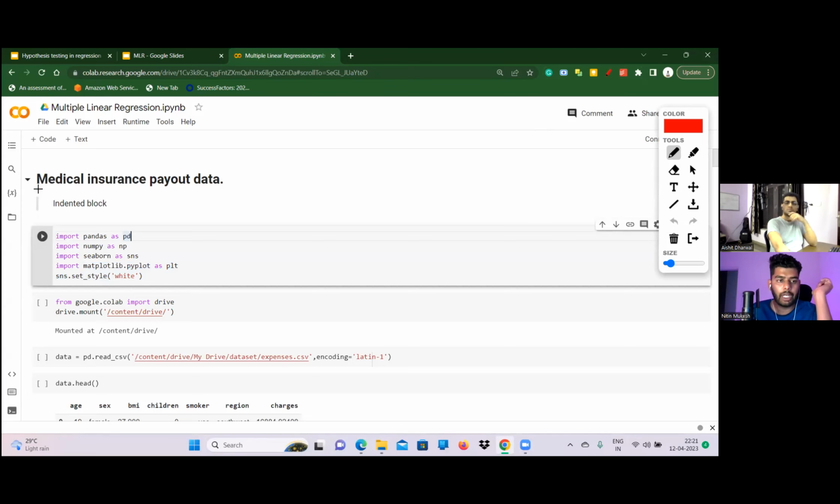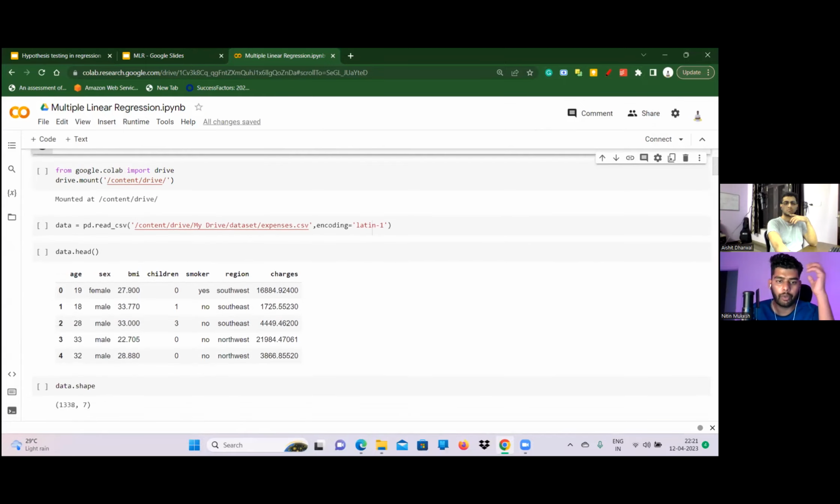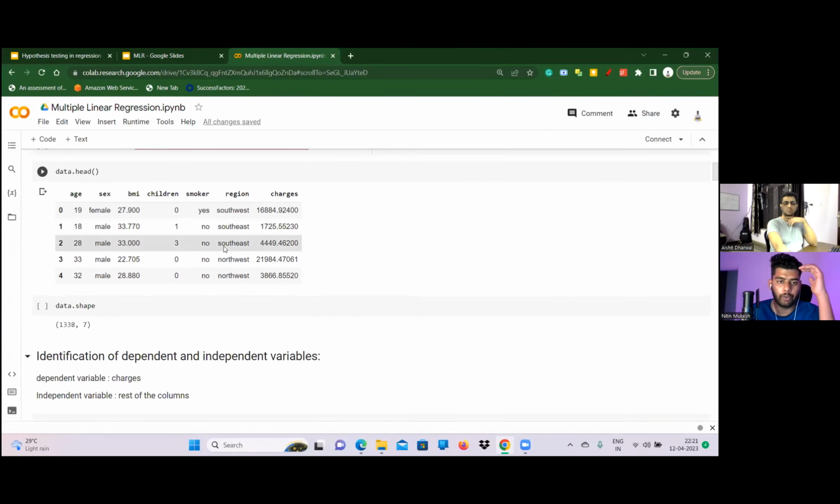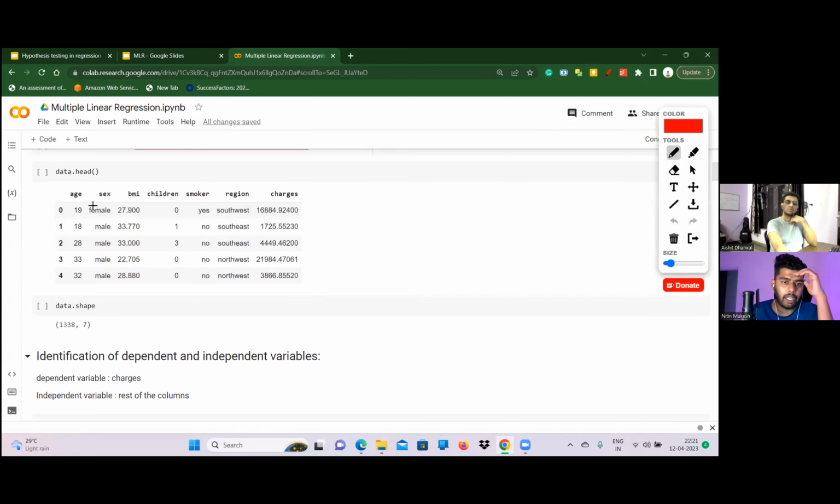So this particular data is of medical insurance payout. When you pay for a medical insurance, how are we going to predict the amount that we are going to be charged? So let's understand this particular data. It has I think 7 columns. Out of this, the charge is what you want to predict. This is your y, and these are all your x1, x2, something like that.